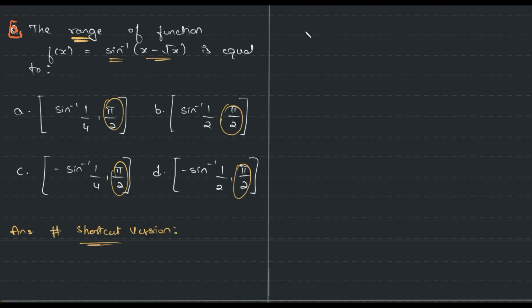Again, I'm using the shortcut method. So I'm looking at x minus root of x. I need to find the point of minimum. How can we find the point of minimum? Now it's time for you guys to pause and think. How do I find this?